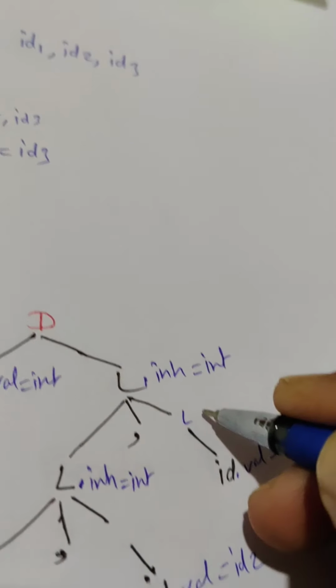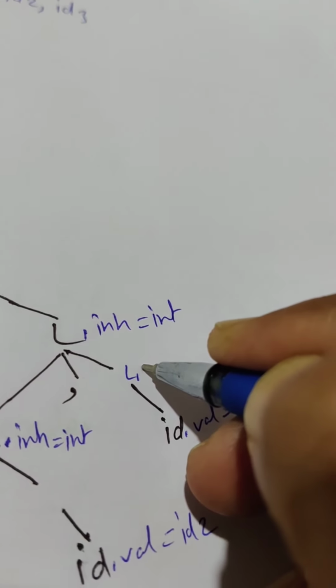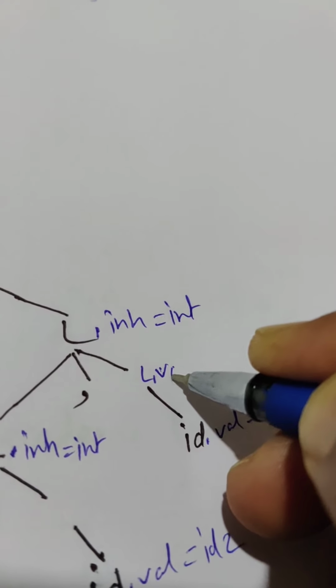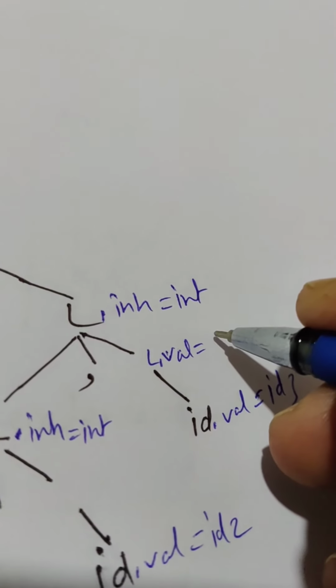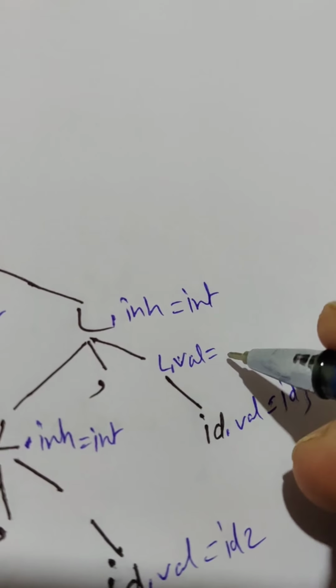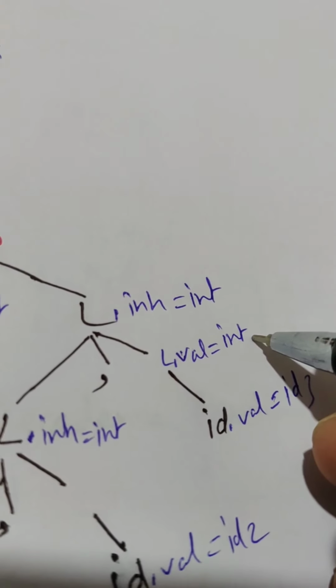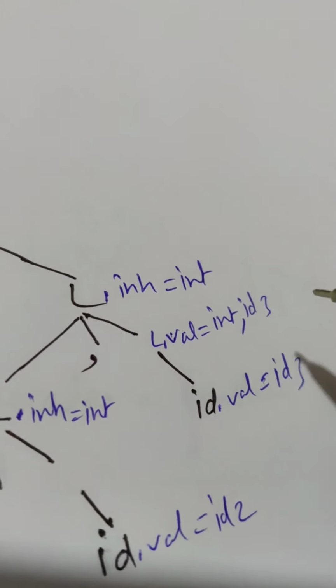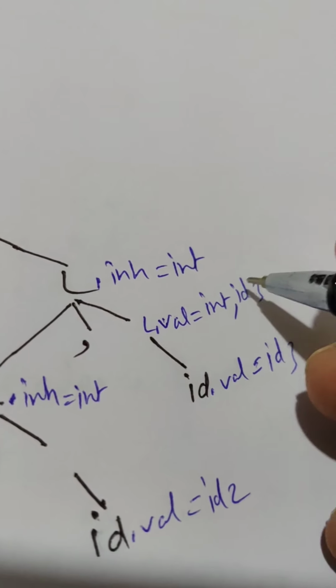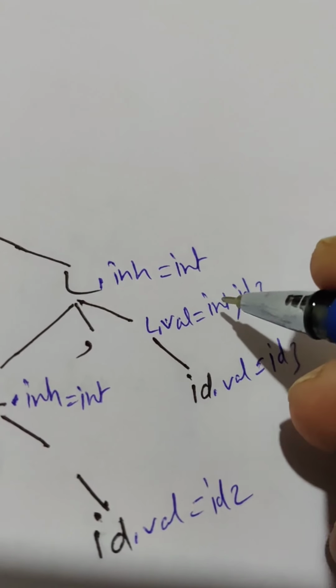So here it is L, and we have to add one more node. It's a dummy node we have to add here. That's sometimes also called a side effect. So L dot val equal to L1 dot inh, that means int, comma ID dot val, that's ID3. So what we are adding here is that for this identifier the data type value is int.